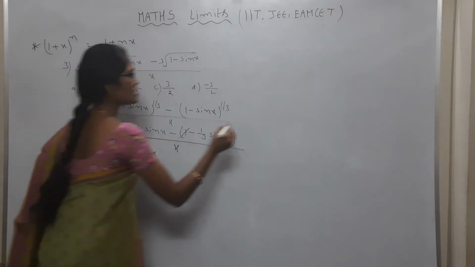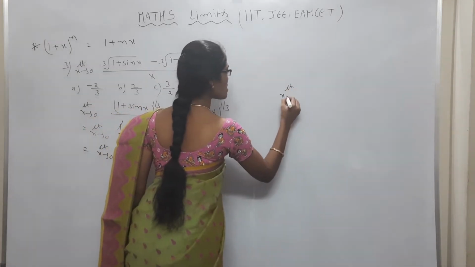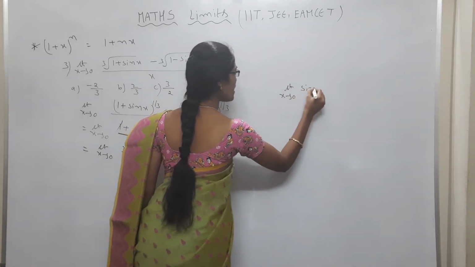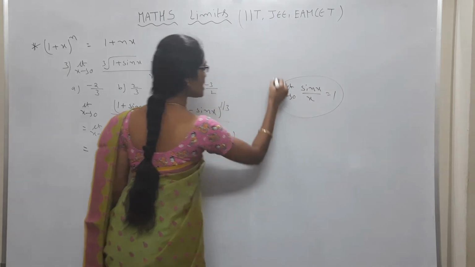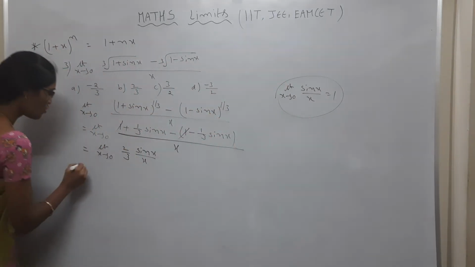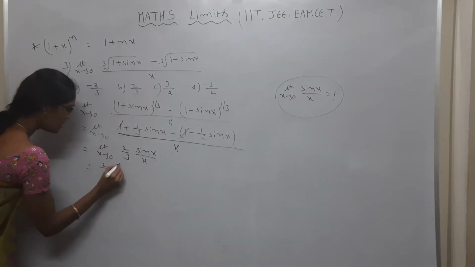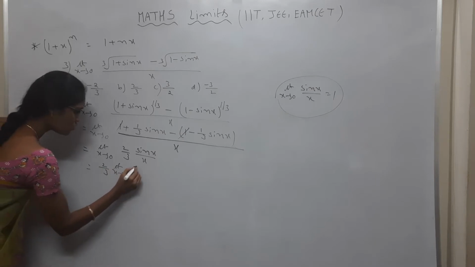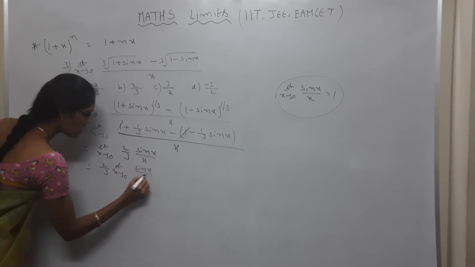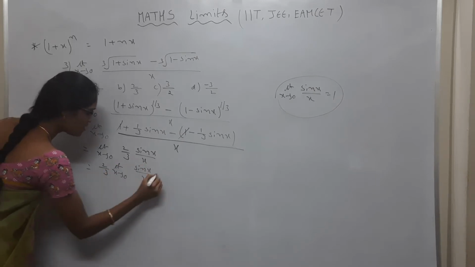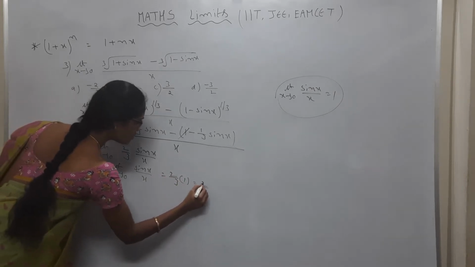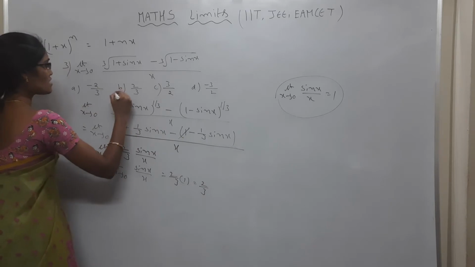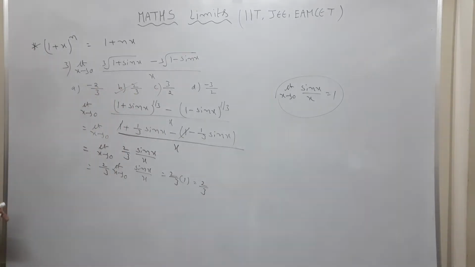Here one of the formulas is there in limits: limit x tends to 0, sin x by x is equal to 1. This is the formula. So now I am applying the formula: 2 by 3 into limit x tends to 0 sin x by x. So this value is 1. So 2 by 3 into 1 is equal to 2 by 3. So our answer is second option, 2 by 3.